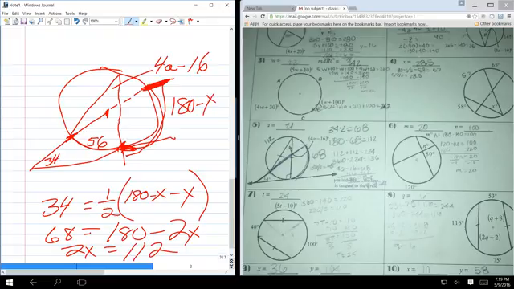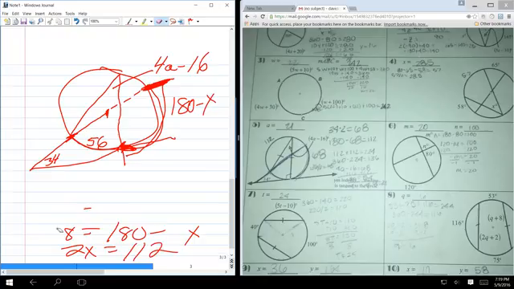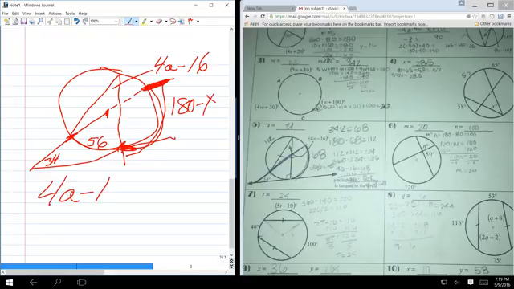Now that we have that measurement, we can solve for a, right? How do I solve for a? Start with the angle on the left side of the equation. 4a minus 16 equals 56 divided by 2. Okay. That solves for a. Is that all we had to solve for here? Yeah.